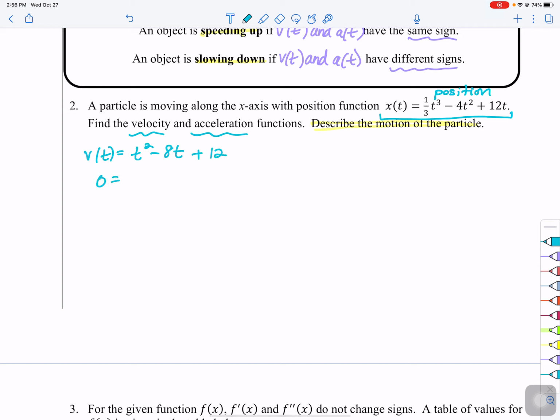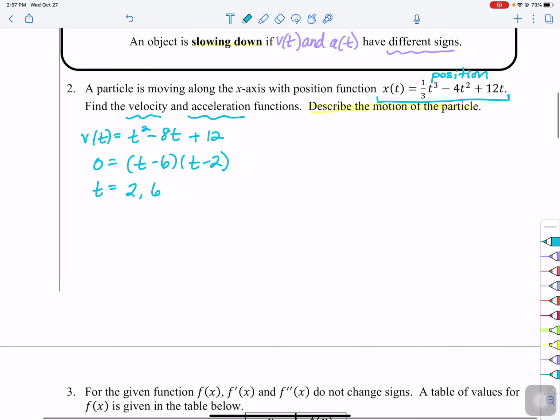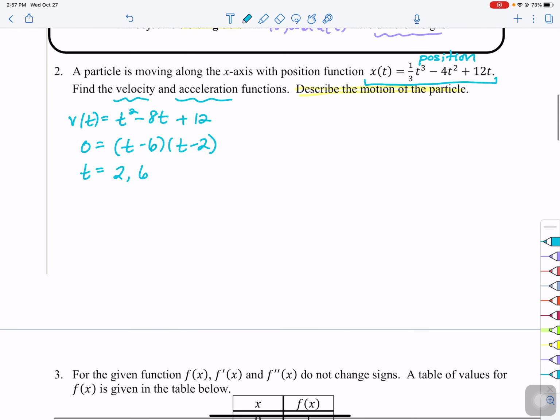And we'll set that equal to 0. We have (t - 6)(t - 2). And so at t equal to 6 and t equal to 2, I'll just put those in order, they don't have to be, t equal to 2 and t equal to 6 is where the velocity is equal to 0. Now let's find the acceleration function, which is 2t - 8.